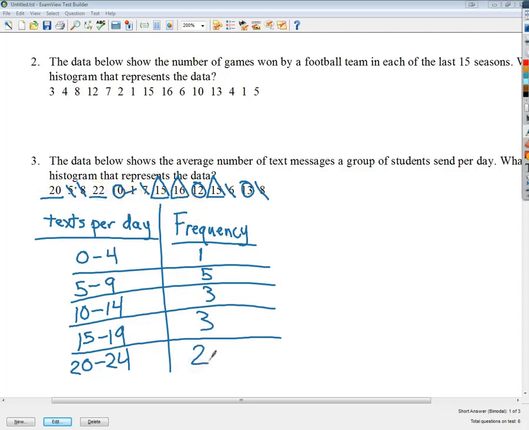It's also a good idea to check to make sure you have the right number of frequencies in your table to determine that you've gotten them all. 1, 2, 3, 4, 5, 6, 7, 8, 9, 10, 11, 12, 13, 14. So that works. That's my frequency table. Now for a histogram, on the bottom, I'm going to put text messages.